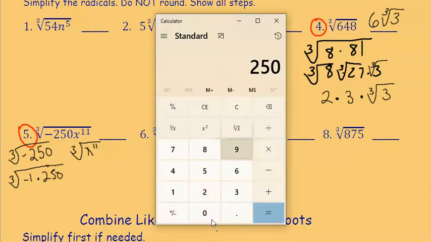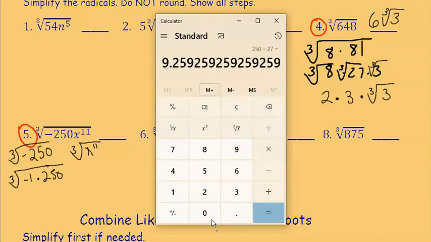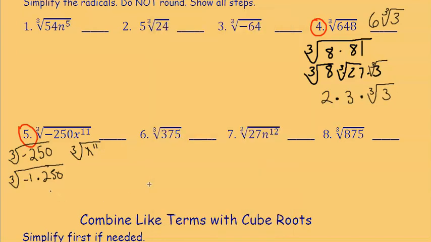Okay, let's try the next number. 250 divided by 8 gives you a decimal, so let's move on to the next number. 250 divided by 27 gives you a decimal. We'll move on to the next number. 250 divided by the next perfect cube, 125, gives you 2.